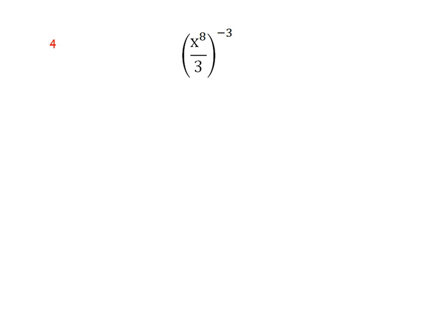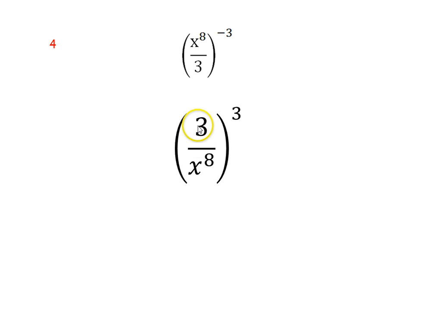Number 4, we have x to the 8th power divided by 3 to the negative 3rd power. We want to write this without negative exponents and simplify it. If I have a negative exponent and the base of the exponent is a fraction, what I can do is take the reciprocal of this fraction and then the exponent becomes positive. Notice this whole fraction is to the negative 3rd power. So if I take the reciprocal of that, 3 over x to the 8th, then this negative 3 becomes positive.